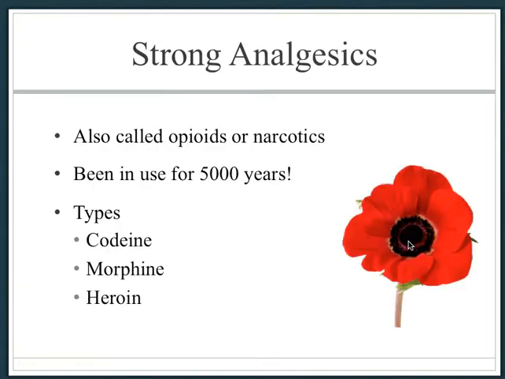So as you recall, strong analgesics, also called opiates or narcotics, have been in use for over 5,000 years. The three types that we're going to focus on are codeine, morphine, and heroin. The interesting thing is that these are all derived from the poppy plant. And the order in which these are listed is the order of effectiveness and also severity of side effects.